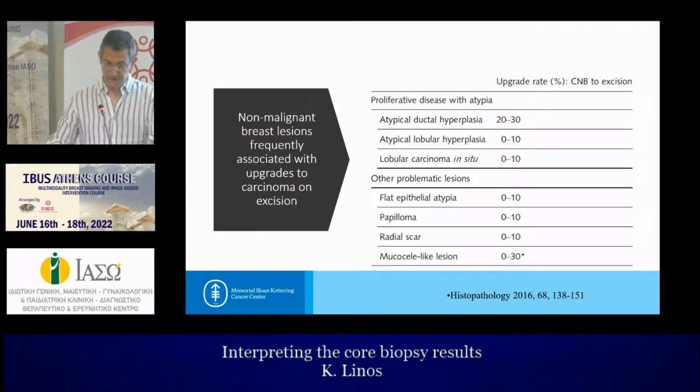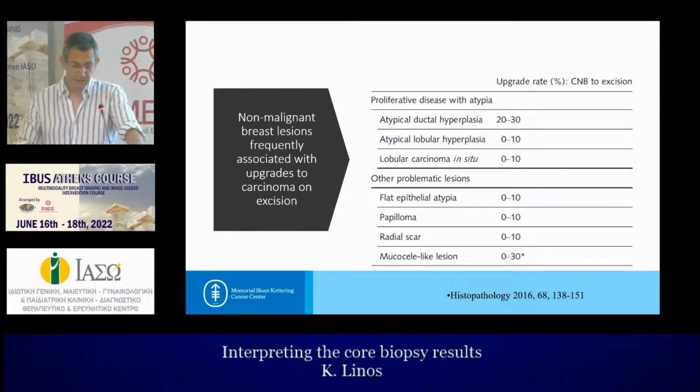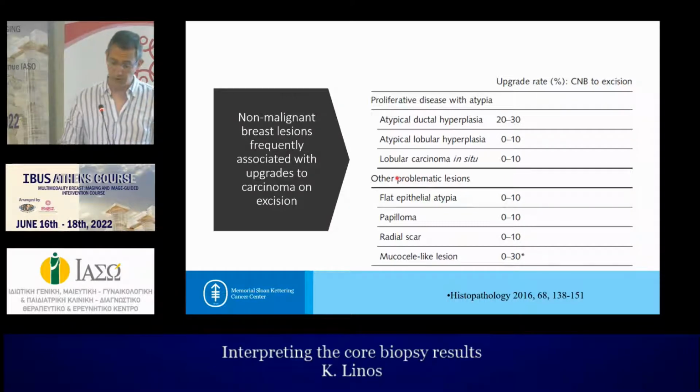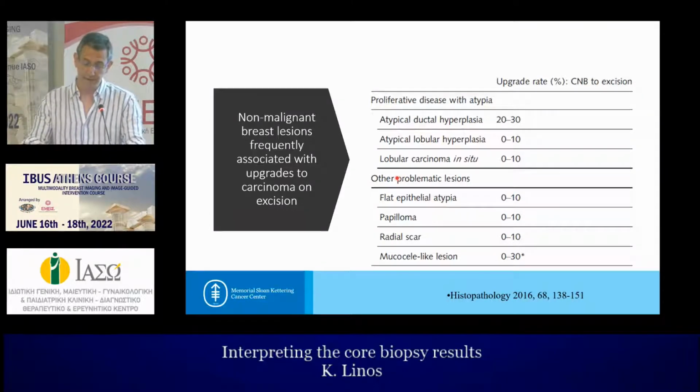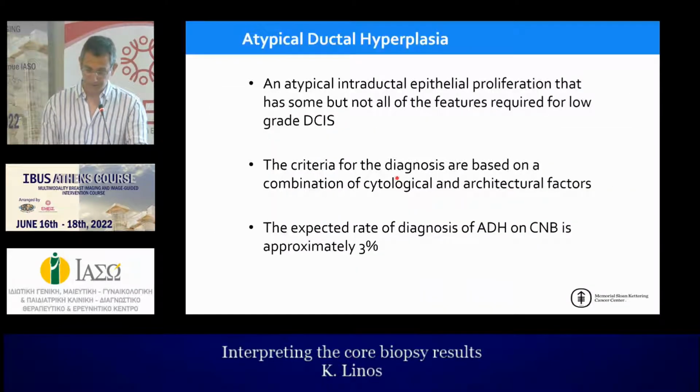In general, the non-malignant breast lesions that are frequently associated with upgrades to carcinoma on excision, of course, include atypical ductal hyperplasia, which has the higher percentage, and then ALH is much lower, so we're going to talk about LCIS, and then other problematic lesions. These are what you see when you get a report with flat epithelial atypia from your pathologist, or papilloma, radial scar, or a mucocele-like lesion.